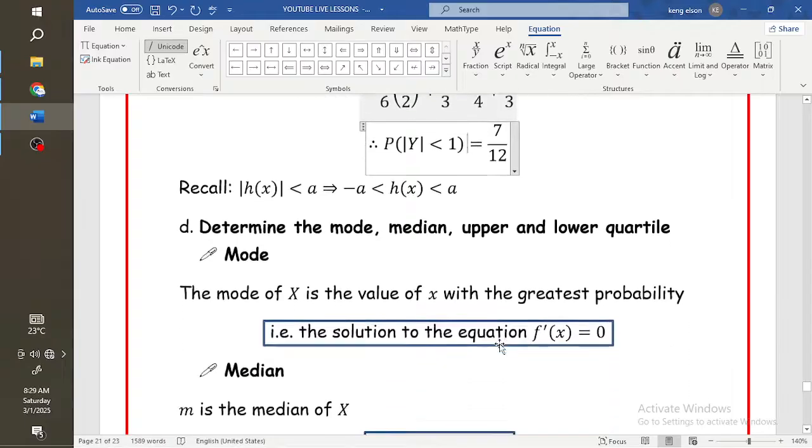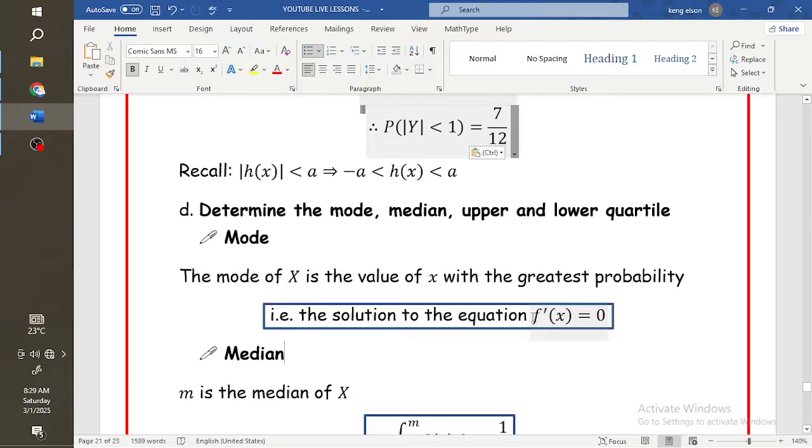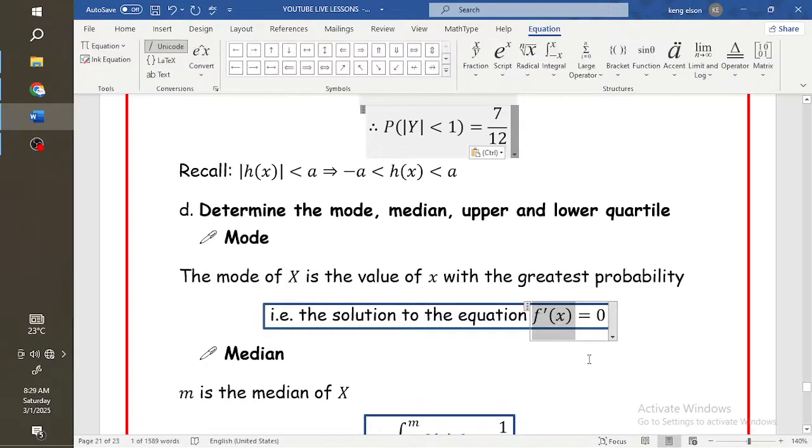Now we need to determine the mode, the median, the upper and the lower quartile of a continuous random variable. The mode is the value of x with the greatest probability, which means that for our f, a probability density function, to be maximum, its derivative must be 0. So if they say find the mode, we have to differentiate our function, equate to 0 and find the value of x. That gives us the mode.